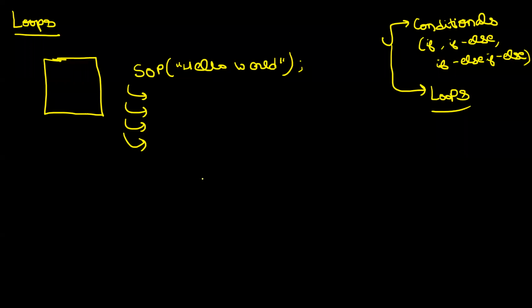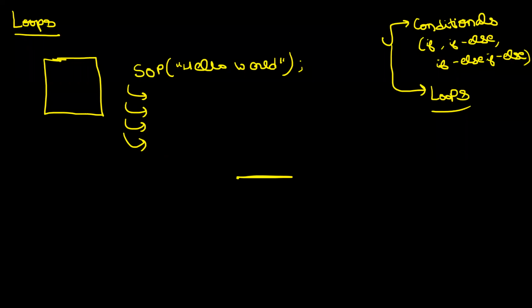So what does it mean? Let's say if you want to execute a line again and again, then you will be taking help of loops. We haven't discussed anything major till now. What we have started with is the idea of loops. I just told you that if I want to print hello world 20 different times, then I have to write System.out.println 20 different times.